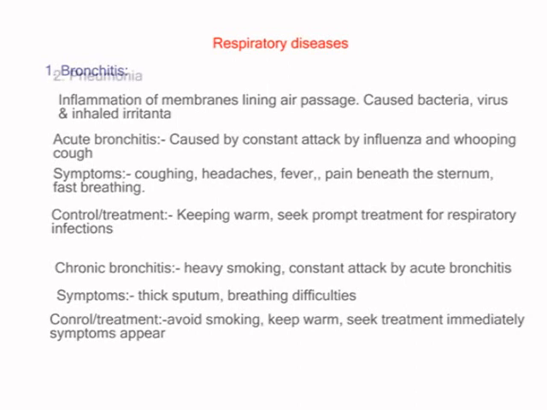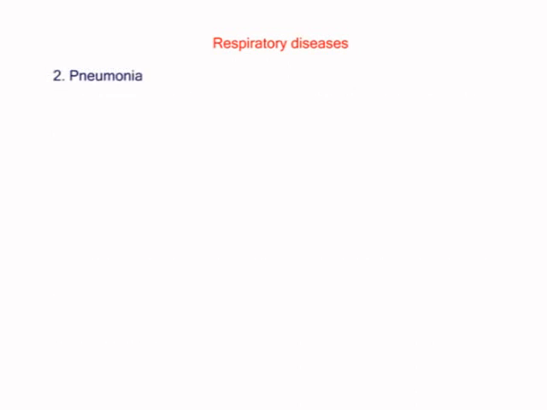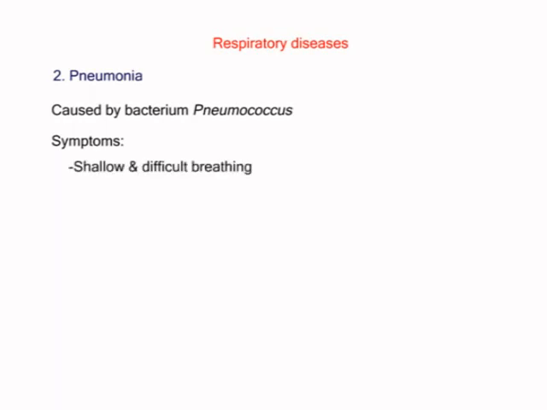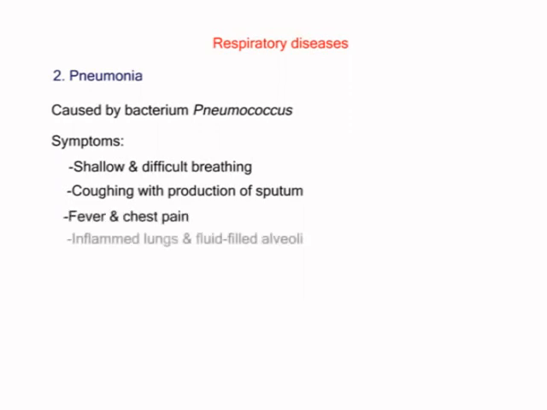The other disease is pneumonia, and pneumonia is a disease caused by the bacterium pneumococcus. The chances of attack are increased by other chest infections, for example bronchitis and whooping cough. The symptoms of pneumonia include shallow and difficult breathing, coughing with the production of sputum, fever and chest pains. The lungs may also become inflamed and the alveoli are filled with fluid.